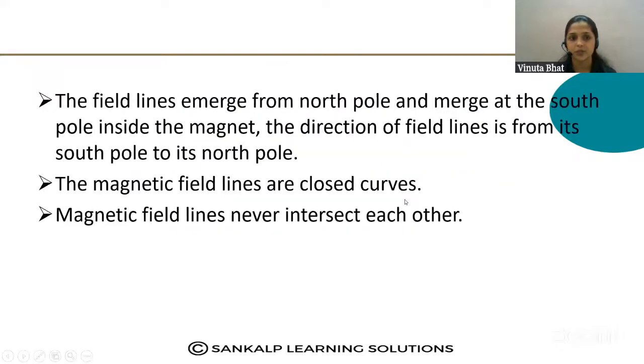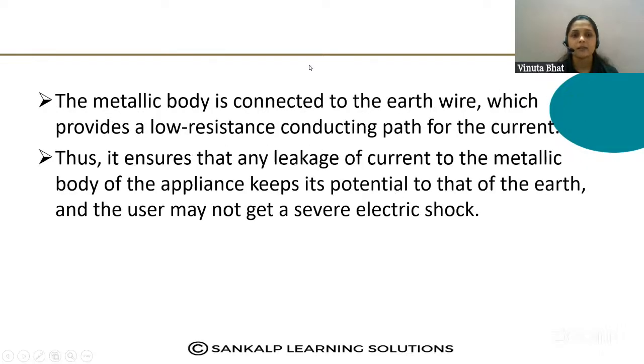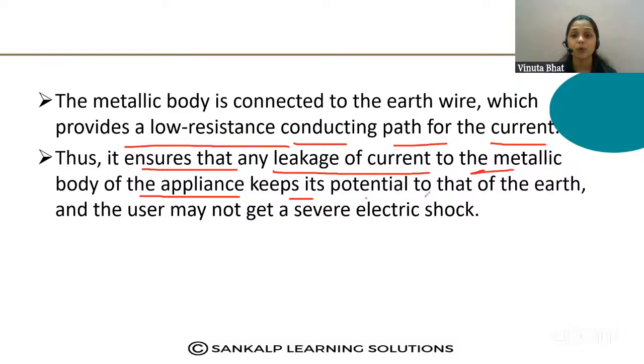Answer for this question. The metallic body is connected to the earth wire, which provides a low resistance conducting path for the current. Thus it ensures that any leakage of current to the metallic body of the appliance keeps its potential the same as that of the earth, and the user may not get a severe electric shock. That is why it is important to connect the earth wire.